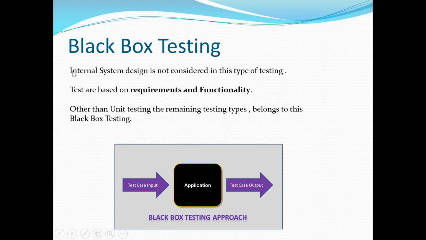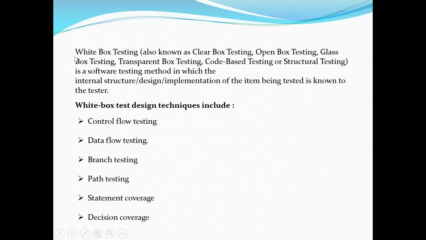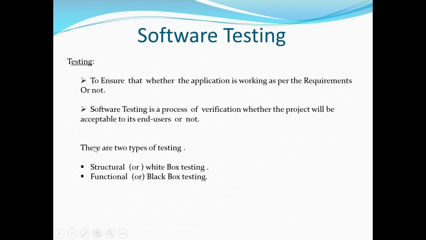Okay, that's fine. So, testing types. This is a very basic, important question. What are the testing types? There are two types. One is structural testing. Structural testing is always done by the developers, and we can also call it white box testing, open box, clear box, or transparent box. If you want to do white box testing, you need to know the internal logic of the code, then only we can do white box testing.